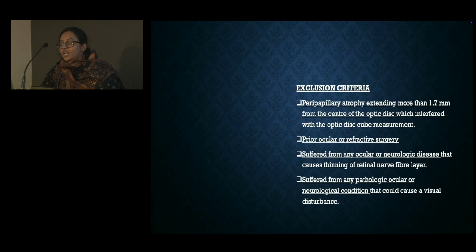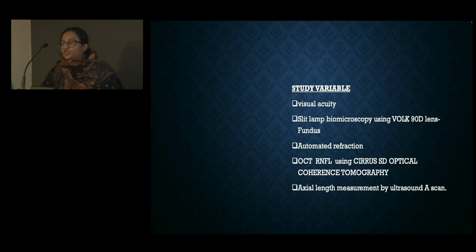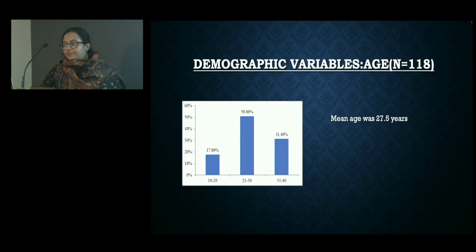Exclusion criteria is peripapillary atrophy extending more than 1.7 millimeter from the center of the optic disc, which interfered with optic disc cube measurement. Prior ocular or refractive surgery. Patients who suffer from any ocular or neurological disease that causes thinning of RNFL, and patients who suffer from any pathological ocular or neurological condition that affects their vision. Study variables are visual acuity, fundus examination by 90D, automated refraction, OCT RNFL assessment by Cirrus SD-OCT, axial length by A-scan.